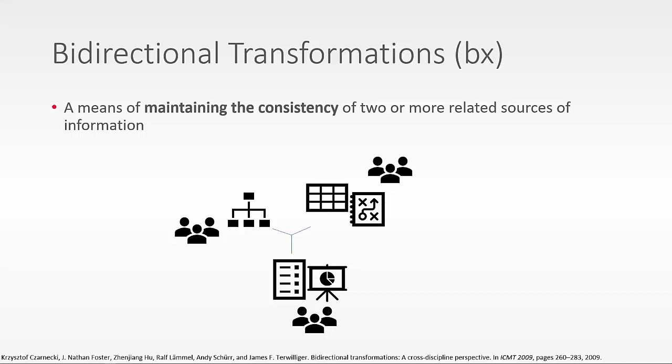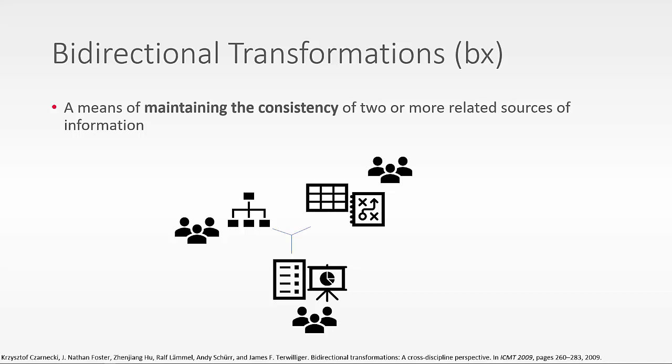And BX frameworks, for instance, the lens framework and its variants, have been developed to check for consistency, restore consistency, and generate consistent pairs of connected models. And all of these BX frameworks have underlying laws that govern the behavior of bidirectional transformations.